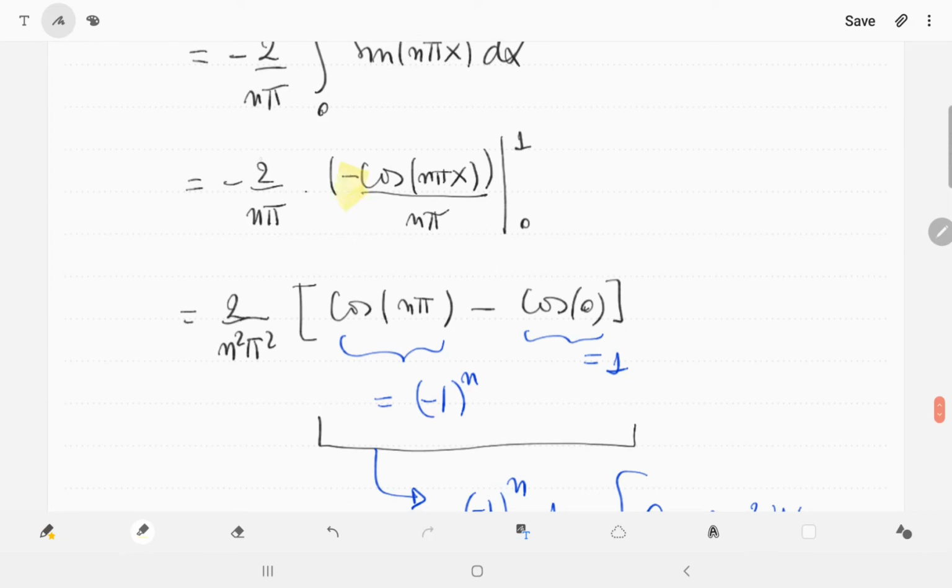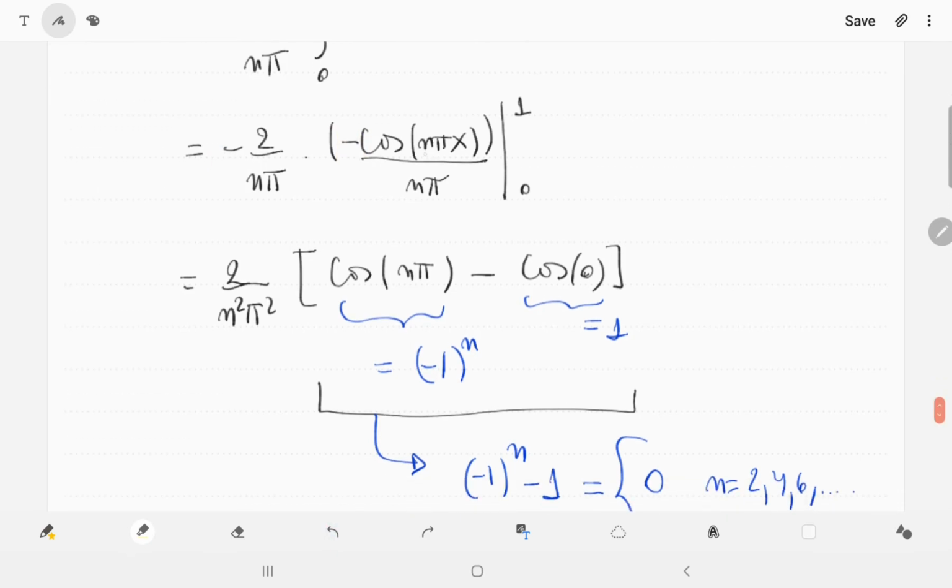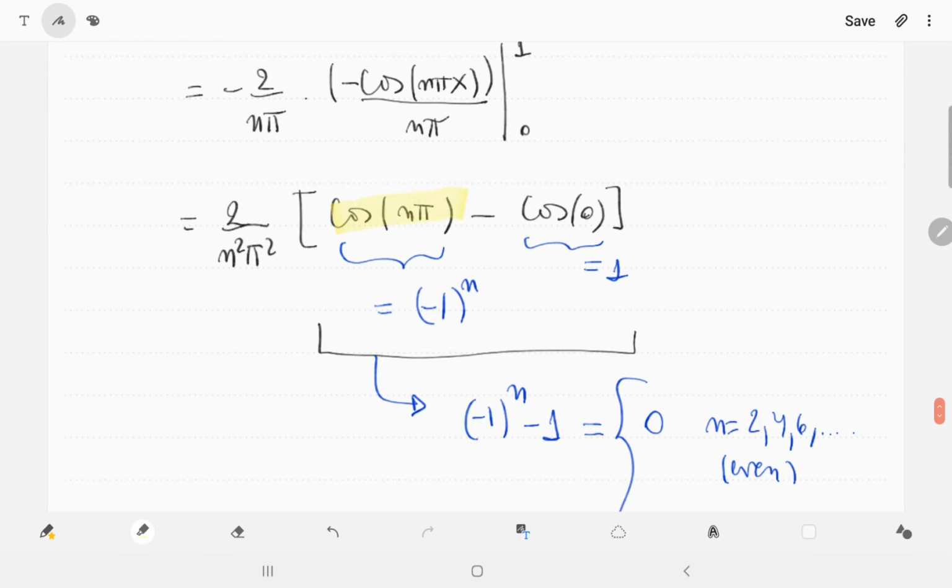We can put together this minus and this minus to get a plus here, and that's why there is no minus here. Cosine of n pi x at 1 is exactly this, and cosine of 0 is 1. We saw also before that for even values of n, this is exactly 1, and for odd values of n, this is exactly -1. So we can rewrite this cosine of n pi as (-1)^n.